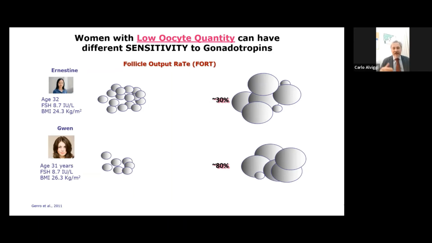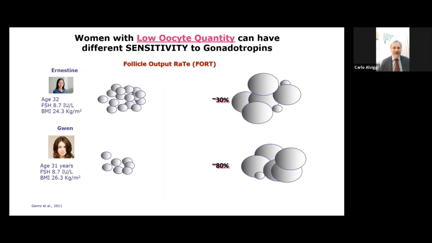So at the end of the day, they will have the same prognosis, because the quality of the oocyte, the number, is the same. And the quality of the oocyte is related to age, because aneuploidy rate is related to age. So having at the end of the stimulation the same number of eggs, this patient will have the same prognosis.